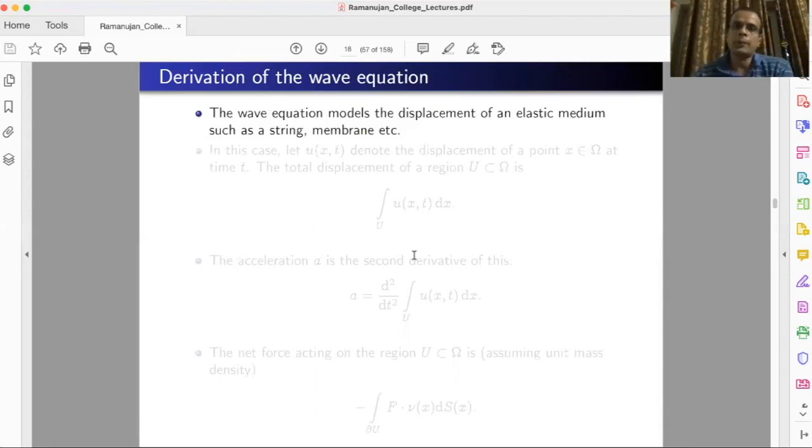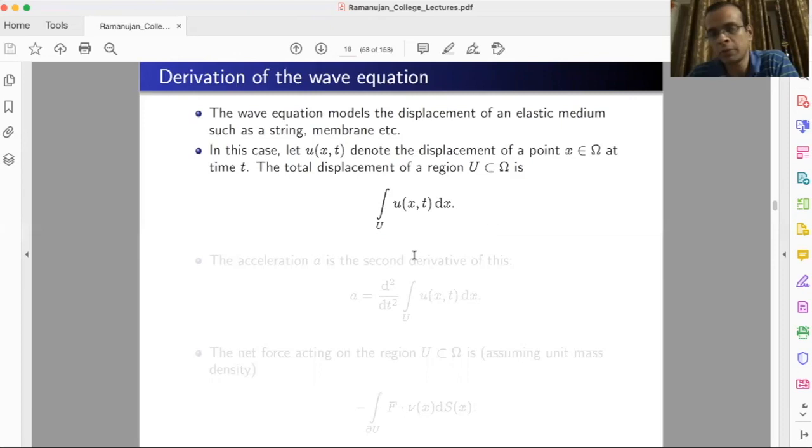So the wave equation models the displacement of an elastic medium such as a string, membrane, etc. In this case, let u of x, t, so the u is actually going to be a function of both position as well as time, as in the heat case. I forgot to tell you one thing.